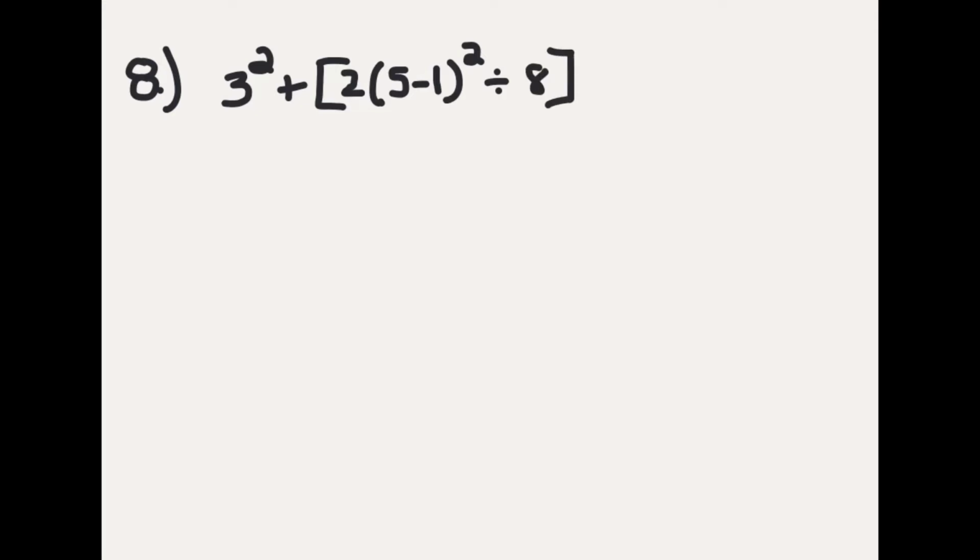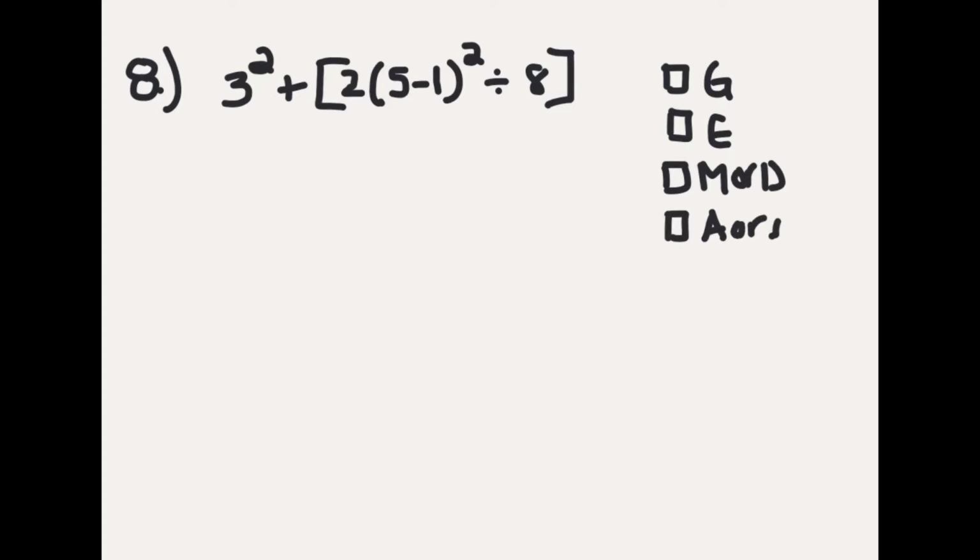Example 8. All right, we have 3 squared plus, in brackets, 2 times the group 5 minus 1 squared, divided by 8. All of that is in brackets. Okay, creating my checklist over here. I'm going to focus on grouping symbols, exponents, M or D, A or S. All right, do we have grouping symbols?